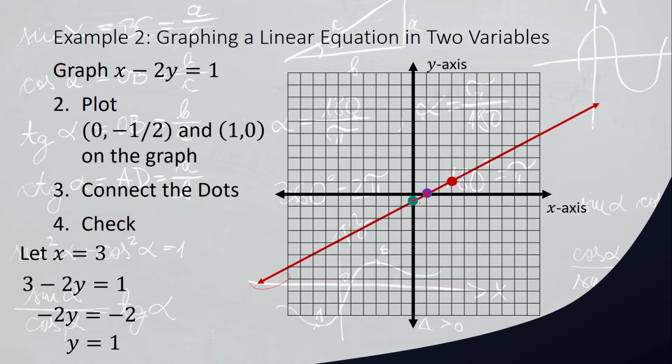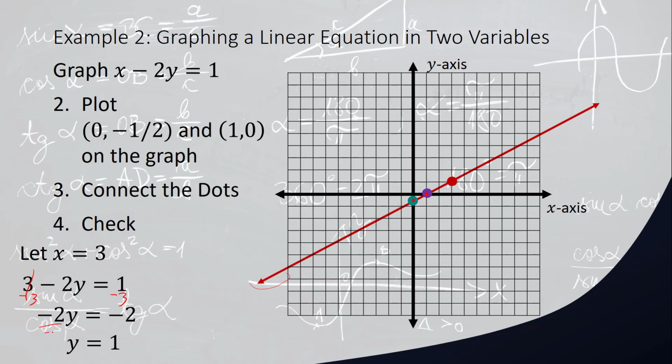Now the way we can check is, once again, try to find a point where the line is crossing both grid lines. For example, right here it's crossing at x is equal to 3 and y is equal to 1. So let's let x equal to 3 and see if we actually get y equals to 1. Well, 3 minus 2y is equal to 1. We can subtract 3 from both sides. These cancel. We will have -2y is equal to 1 minus 3, or -2.